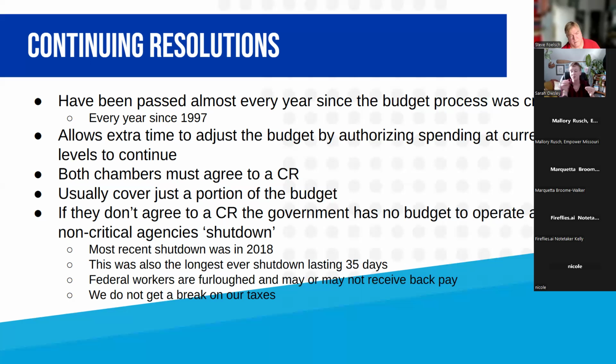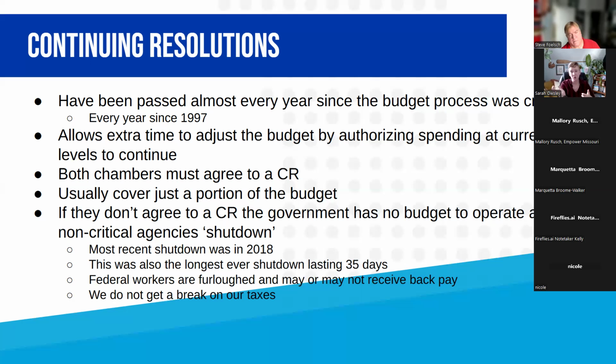When they're individual bills, those resolutions can be on only specific programs. But when it's a full budget that we can't come to agreement on, then it's a full government continuing resolution. It allows extra time by authorizing appropriating money at the same spending level, to continue. So the same amount of money that you had last year, you'll have it per month or per day until a full budget is passed. Both chambers do have to agree to a continuing resolution, which is how we have had government shutdowns. It usually just covers a portion of the budget.